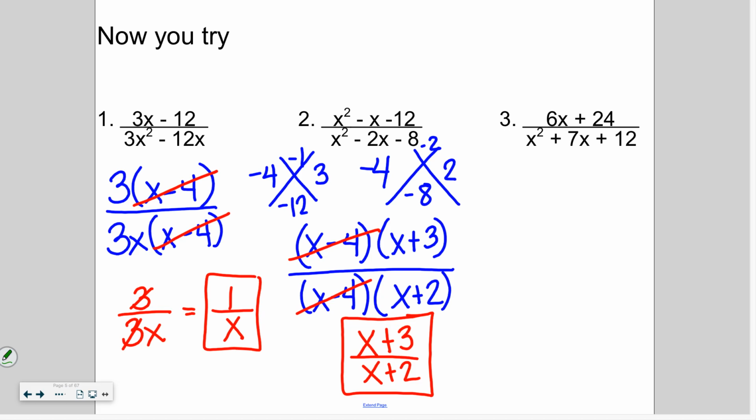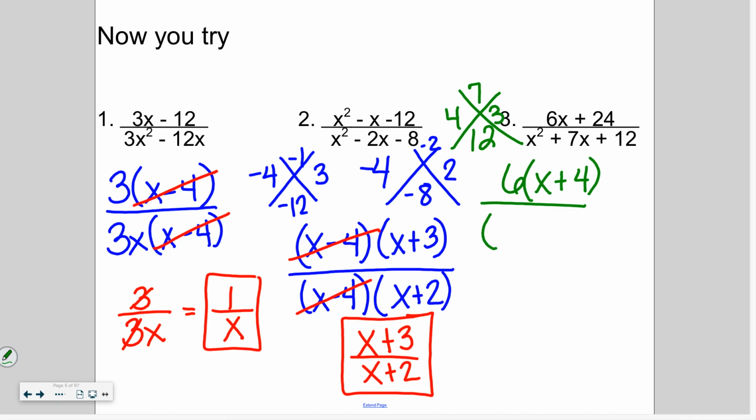All right, let's look at the very last one. I have a GCF of 6 on top. That's going to leave me with x plus 4. On the bottom, I'm going to do x method. I have 12 and 7, and my factors of 12 are 4 and 3. So x plus 4, x plus 3. Now what can I cancel out? The x plus 4 is the same. I'm left with 6 over x plus 3.